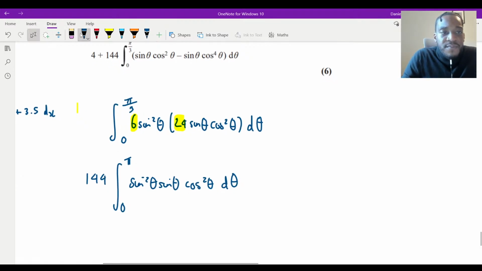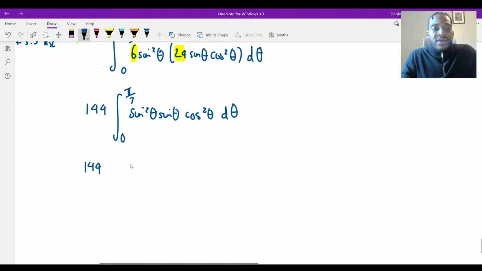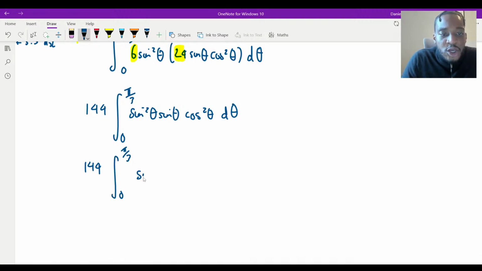Right? Let's just tidy this up a bit more. I've got 144, like that. Oh, by the way, I forgot the pi over 3. Sorry. Like that there. And then that's going to be 0 to pi over 3. And then I can write that as sine cubed theta, like that, and then cos squared theta, right? Let me just make sure, yeah, d theta, like that.